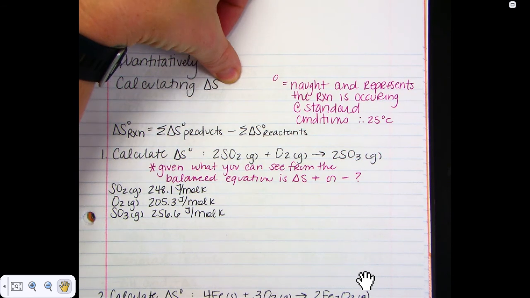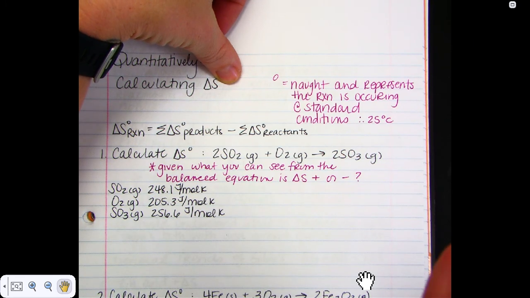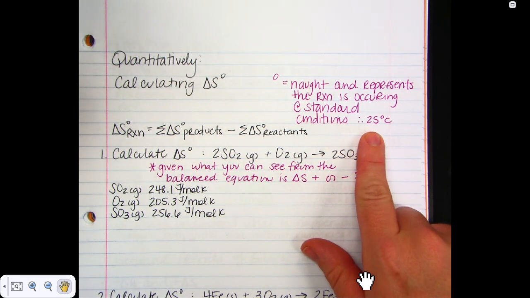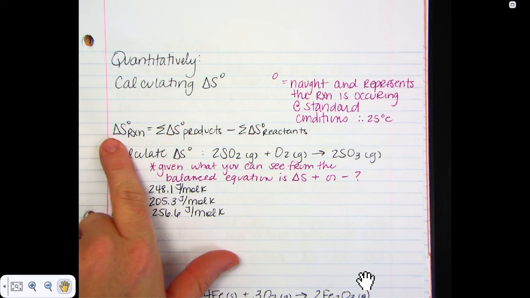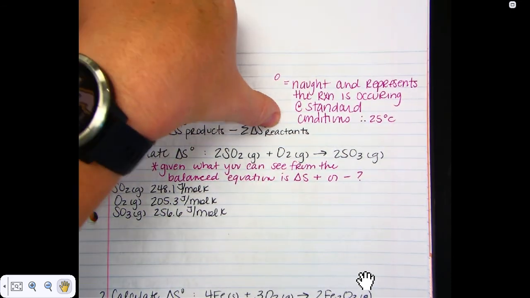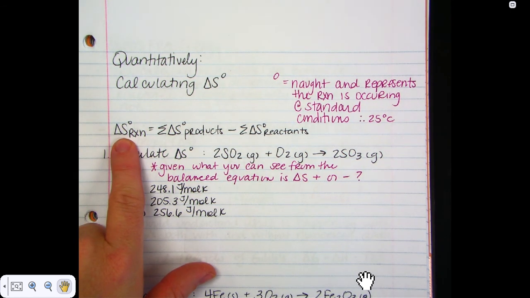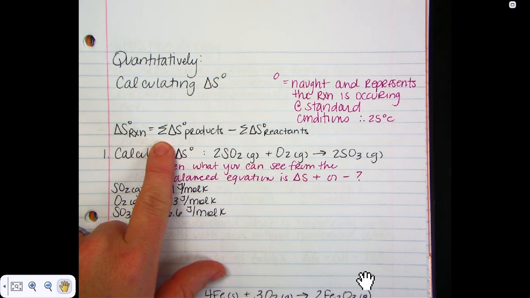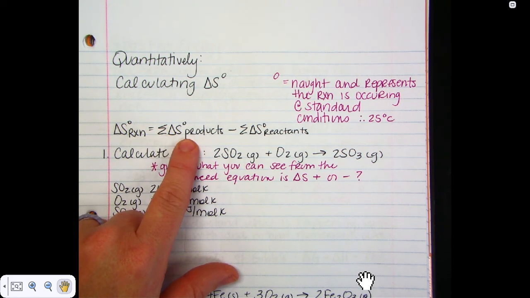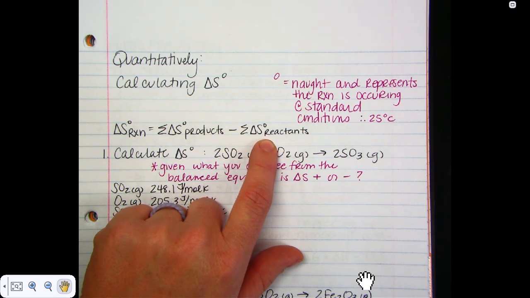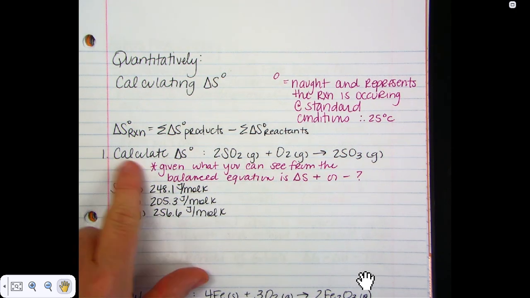So if I just showed you the delta S without the little circle, that would be delta S occurring potentially at any temperature other than this. But if it has the naught, then automatically I know it's 25 degrees Celsius. So I can use this equation both with and without the little naught. Our equation here is that the delta S of the reaction is equal to the sum, this little sigma, weird looking E guy, means the sum, of the delta S of the products minus the sum of the delta S of the reactants. So I have to look at the products and subtract the reactants. So this is our example.